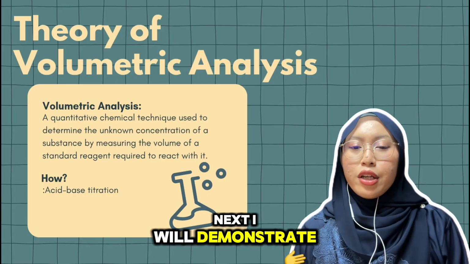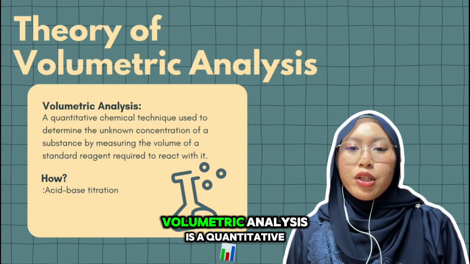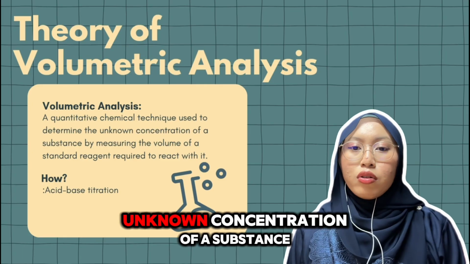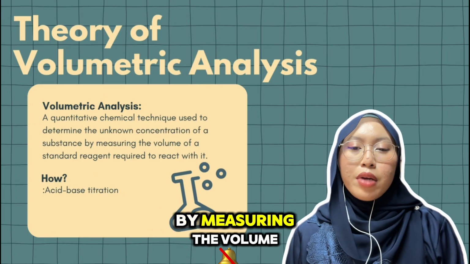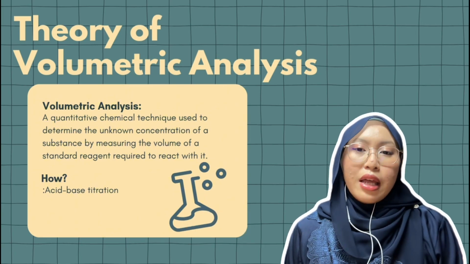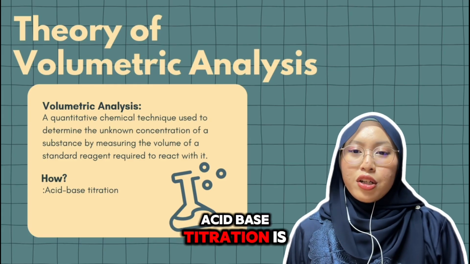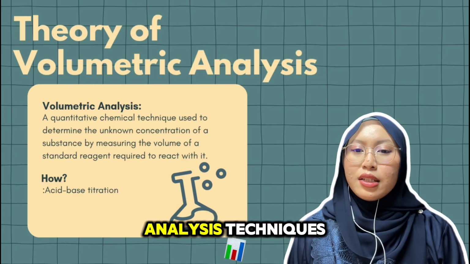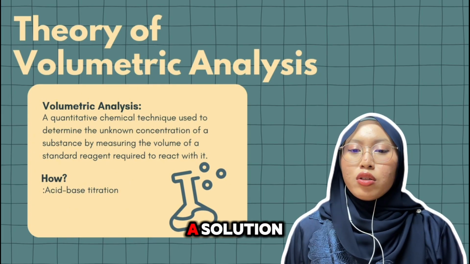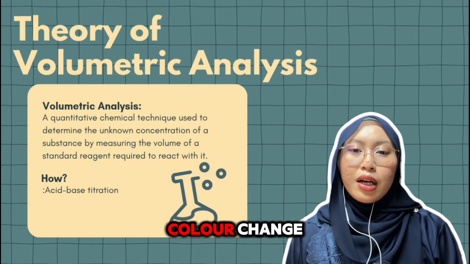Next, I will demonstrate the theory of volumetric analysis. As you all may know earlier, volumetric analysis is a quantitative chemical technique used to determine the unknown concentration of a substance by measuring the volume of a standard reagent required to react with it. That is why we are going to use acid-base titration. Acid-base titration is one of the volumetric analysis techniques where an acid or base is gradually added to a solution until the reaction reaches its endpoint, which is indicated by a color change.